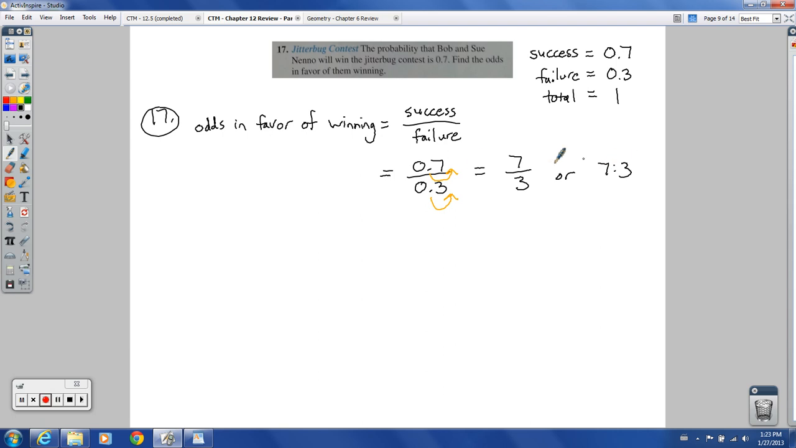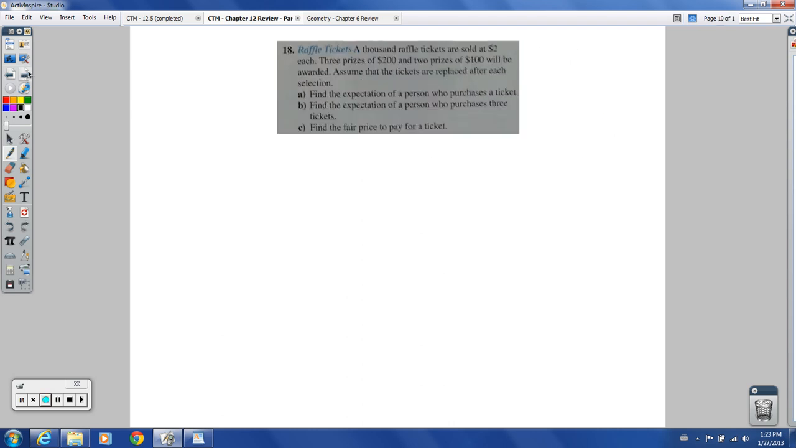So if you want to do it the way the book has these problems listed, you're welcome to. I think it's a lot more convoluted, a lot more difficult to think about. Think of it this way, and it's a lot easier to get to the answer in my opinion. But let's check out number 18.